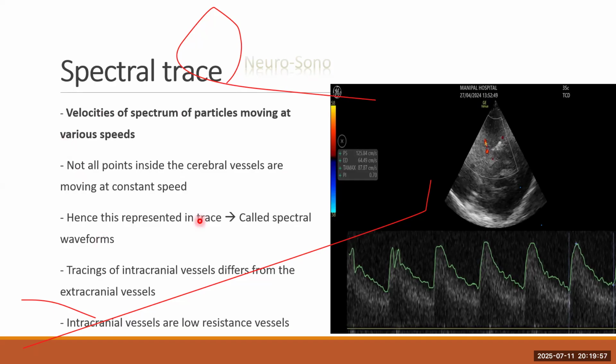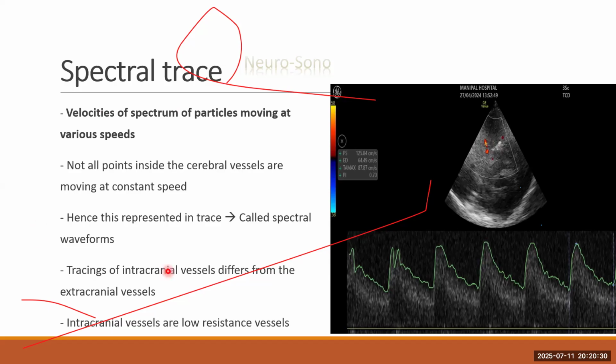Hence, this is what is represented in a trace. This is called a spectral waveform, because our gating window is as wide as 5 to 10 mm. So our spectral waveforms are the velocity representation over as much as 1 centimeter or 5 millimeters. The spectral waveform depends on our gating window. The guidelines suggest that our gating window should typically be 5 to 10 millimeters.